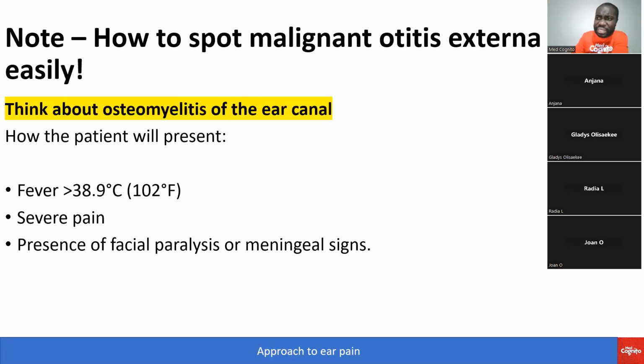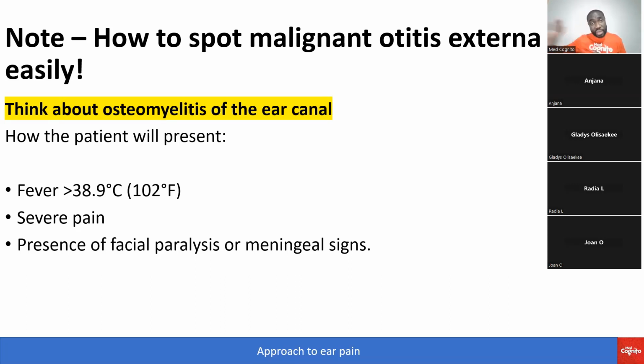When you're thinking about malignant otitis externa, what you have to basically think about is osteomyelitis of the ear canal. How will the patient present? Look out for these if you're preparing for a board exam. The patient has high fever and severe pain. If you have fever plus severe ear pain plus facial paralysis, or fever plus severe ear pain plus neck stiffness, then think about malignant otitis externa.